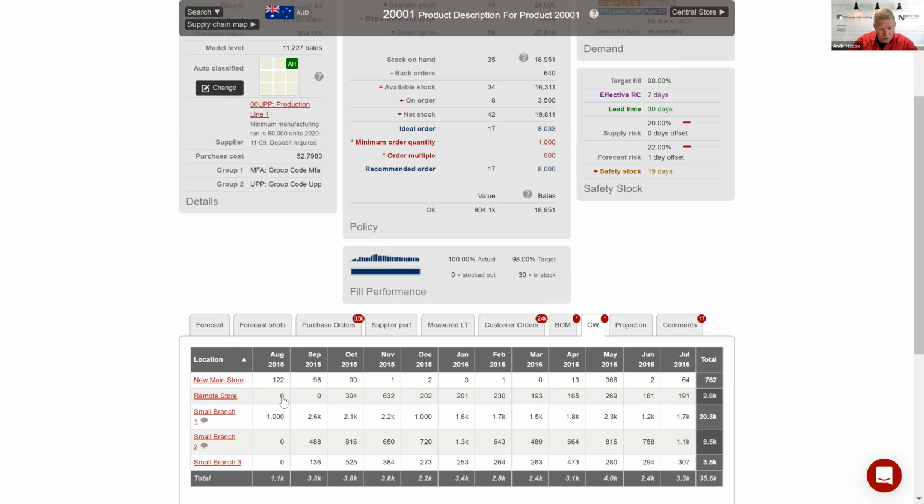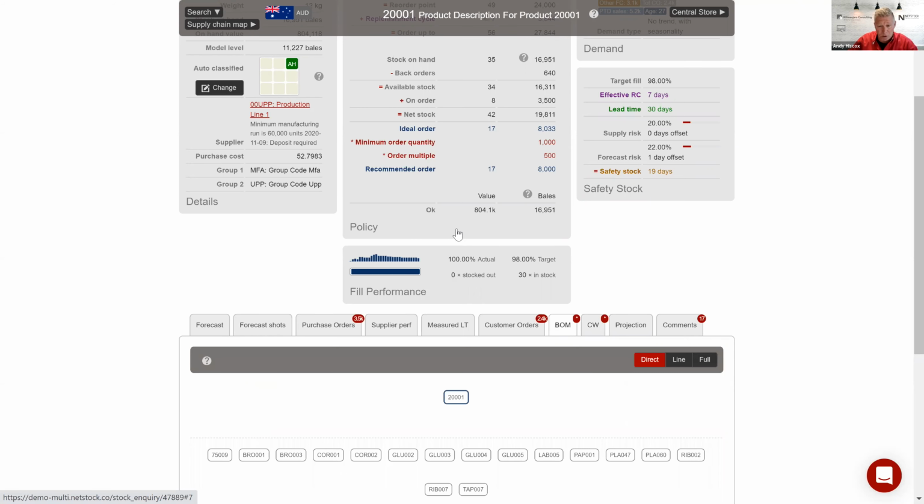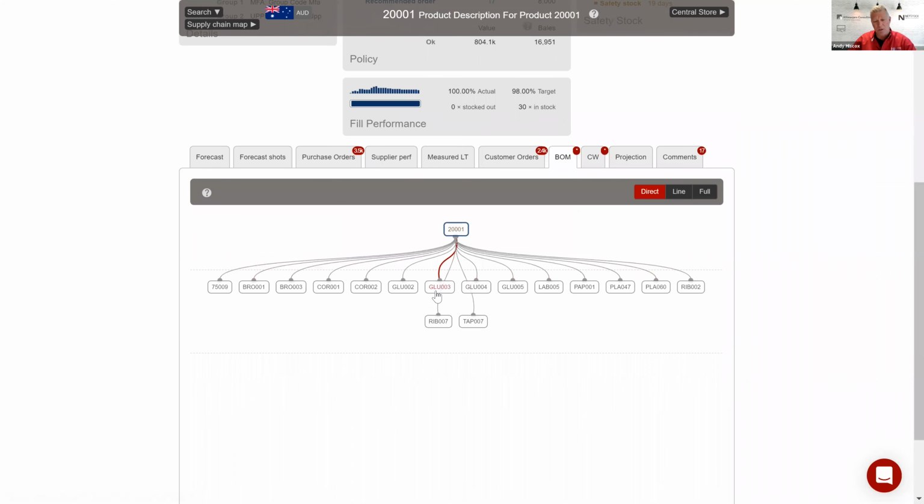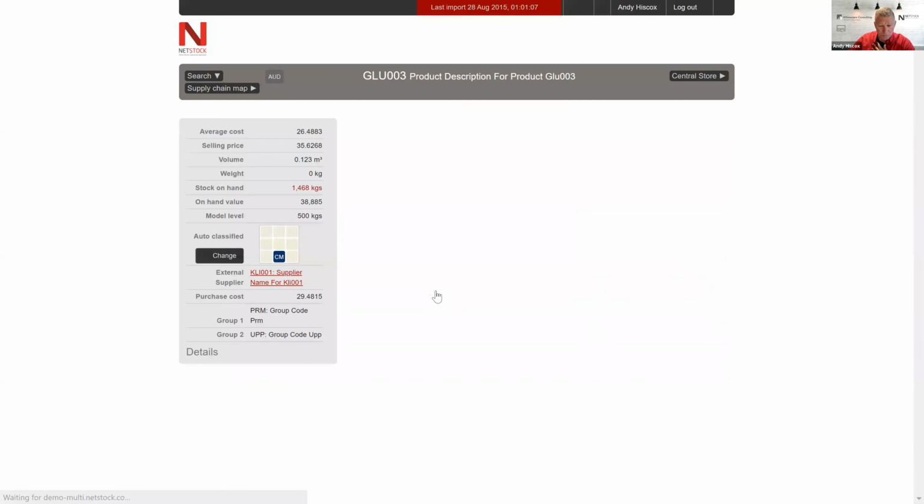Here you can see the remote store is in a little bit of excess. They don't need stock for a while. The small branch needs stock immediately, and the others are also in excess, don't need stock at this point in time. This product is also manufactured, so it's part of a bill of materials. Let's click on this item here, which is glue.